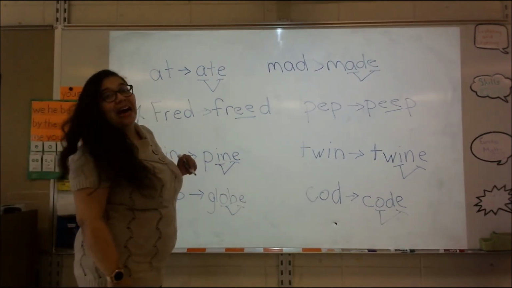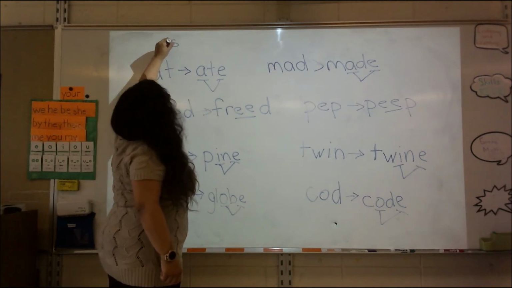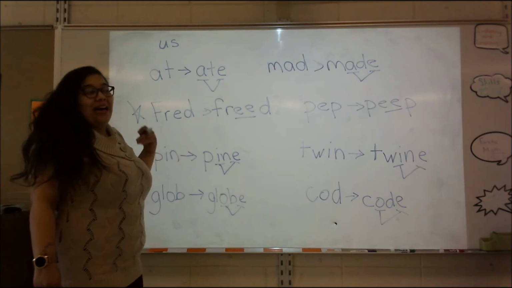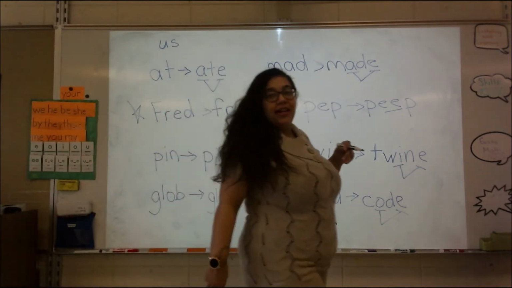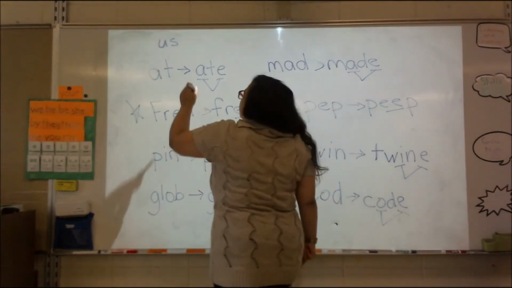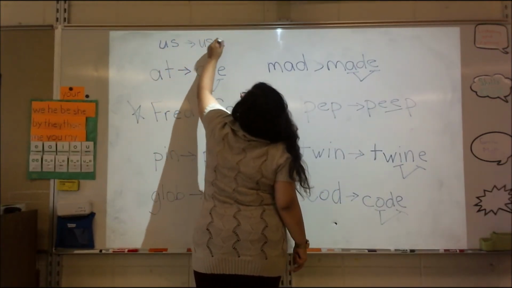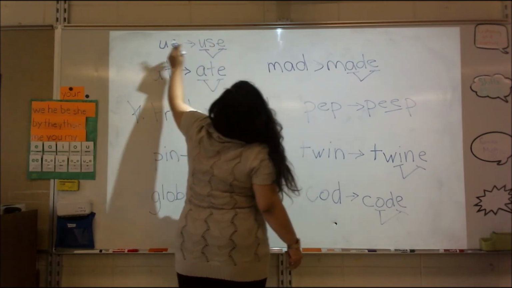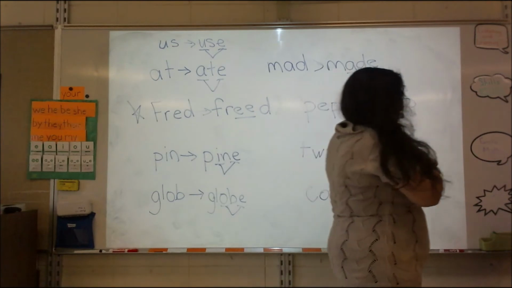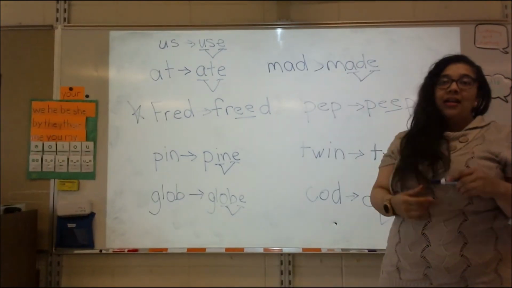So let's write us. Let's tap out us. Us. Good. So that's us. From us, make one change to use. Use. So it's you, spelled U-S-E. Us to use. And my last example, let me say cub. Cub.